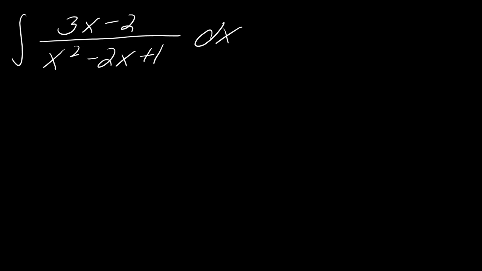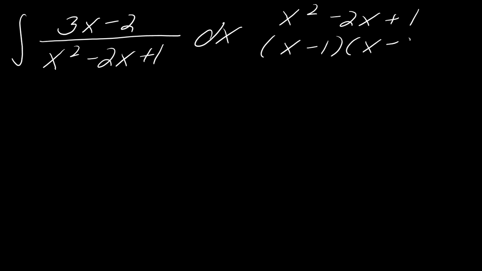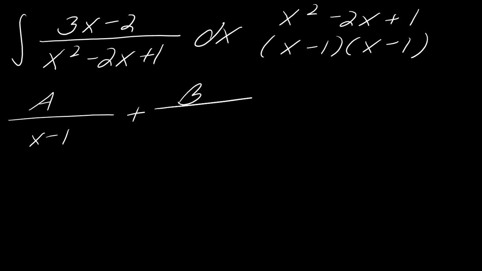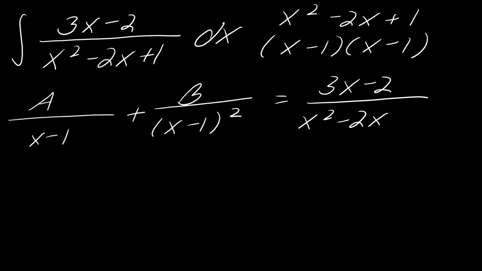So now I've got 3x minus 2 over x squared minus 2x plus 1. Again, if you were to try to use substitution here, it wouldn't work. So first we're going to factor the denominator, and this factors as x minus 1 times x minus 1. When you have repeated linear factors, the setup is going to change slightly. I'll have a over x minus 1, and then b over x minus 1 squared, equals 3x minus 2 over x squared minus 2x plus 1.